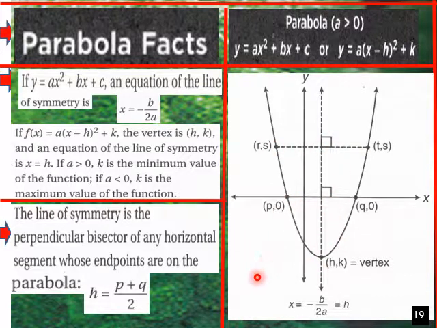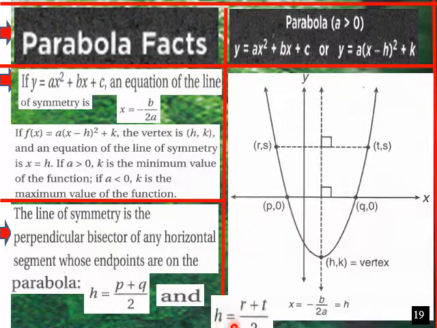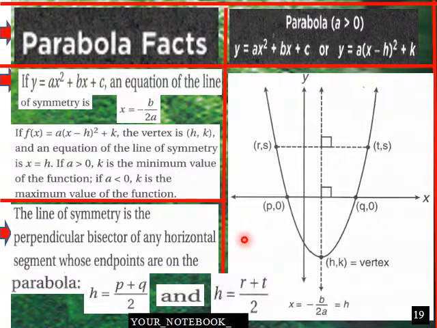Okay, here's your parabola up here, vertex form. This is vertex form, and this is standard form here. And h equals r plus t over 2. So this is your r and this is your t. Just again the same thing. You're taking the average of this distance here and dividing it in half, and here is your line of symmetry there.